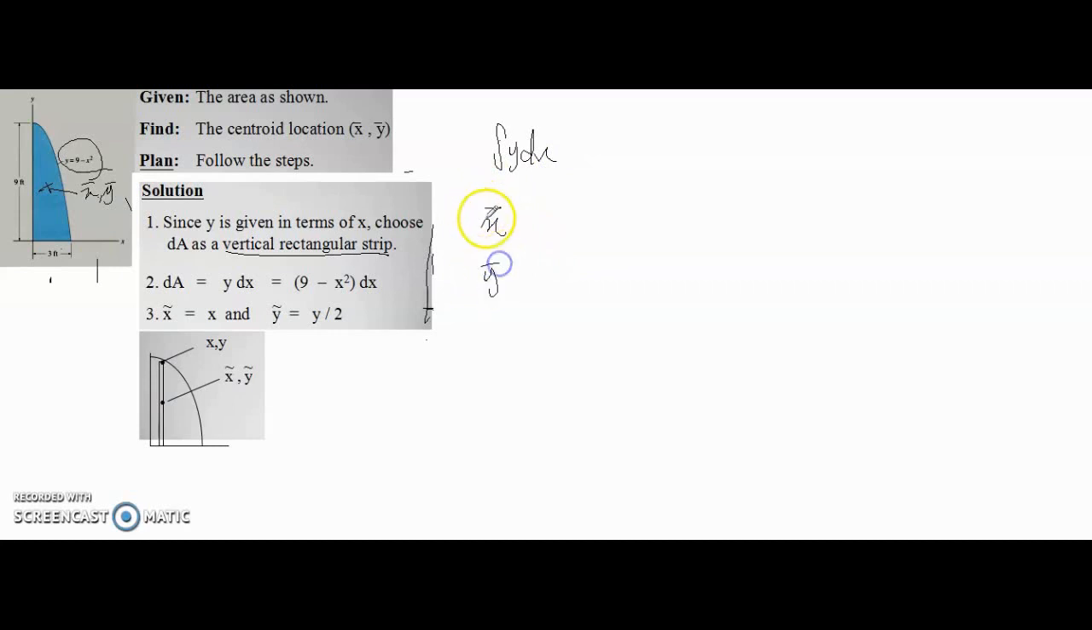When you want to find x bar and y bar, which is the coordinate or location of the center of this shape, x bar is equal to the general formula we already discussed in the previous lecture. This is the integral of x dA over the integral of dA. Same goes for y bar: y bar is equal to the integral of y dA over the integral of dA.